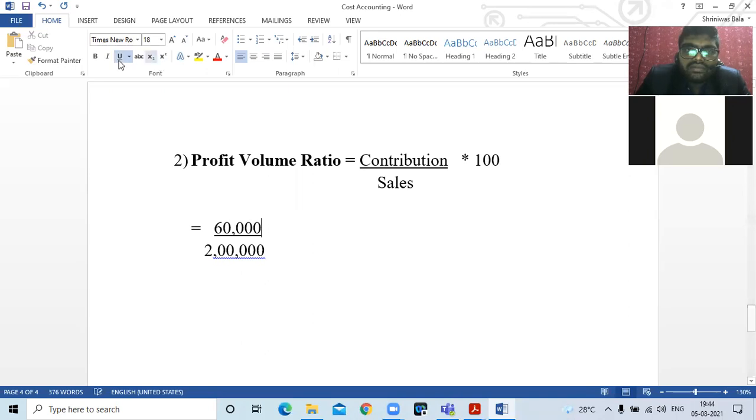Into 100. Okay, let's do this and see how much it comes to. 60,000 divided by 2 lakh into 100. So this will be your 30%. Okay. So your PV ratio is 30%. Correct. Then third, we will be calculating your break-even point of sales.